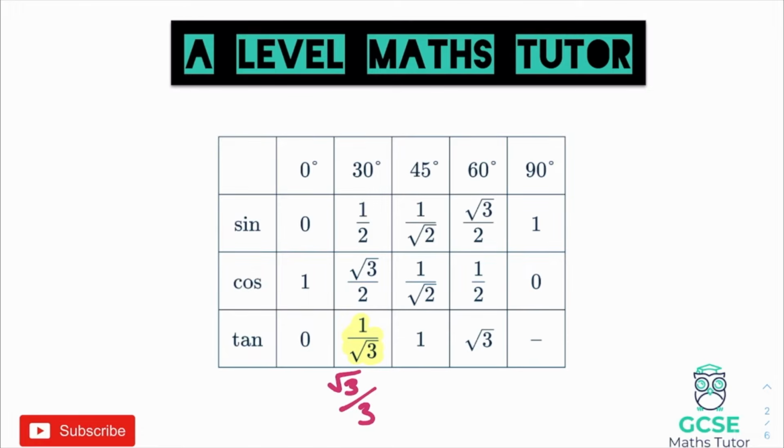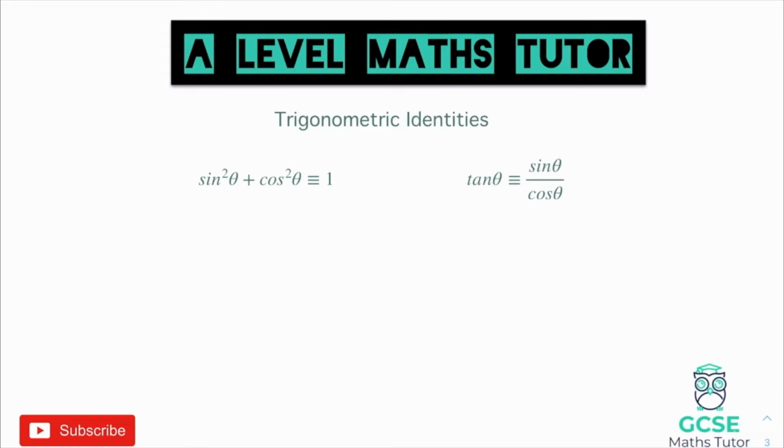So for now, all you need to do is make sure you know these exact trig values, and you also need to know the method for finding them. Again, I'll link the video in the description for how to find these, so if you're not sure on how to find them or how to learn these, then obviously you can go and check the full video in the description. Okay, so the 2 main trigonometric identities that we need to know are these 2.